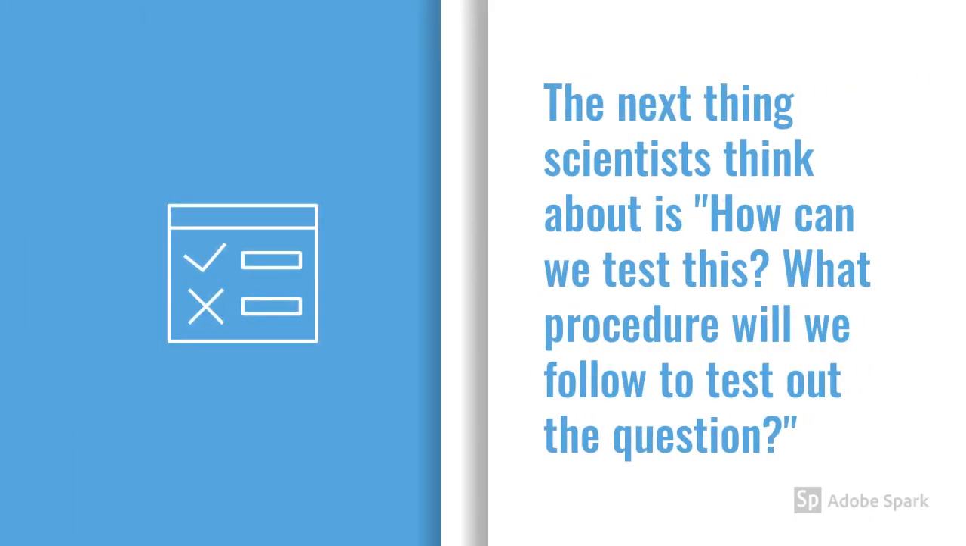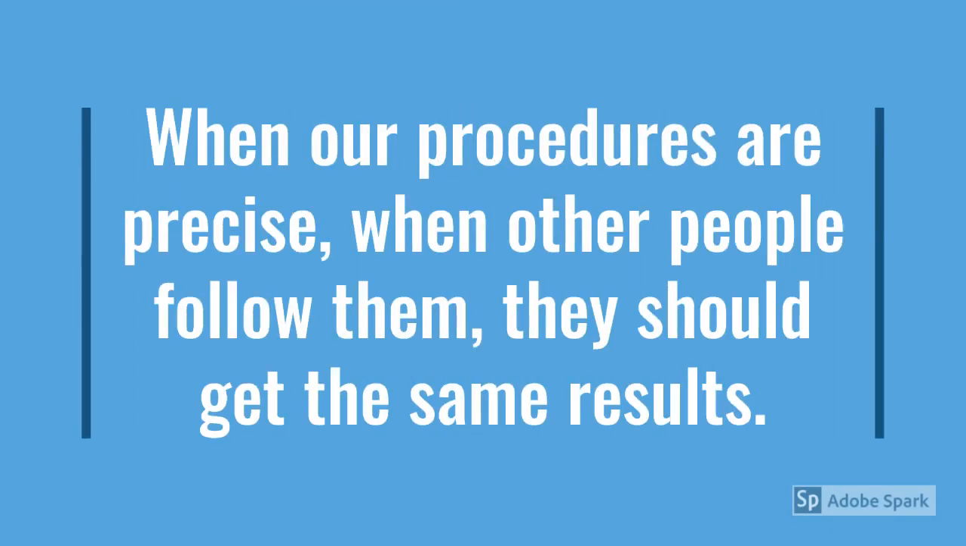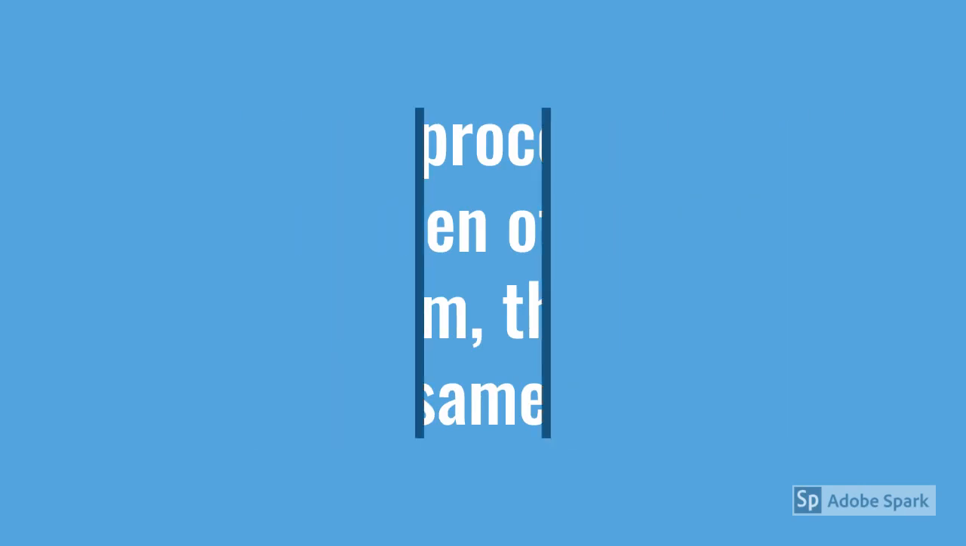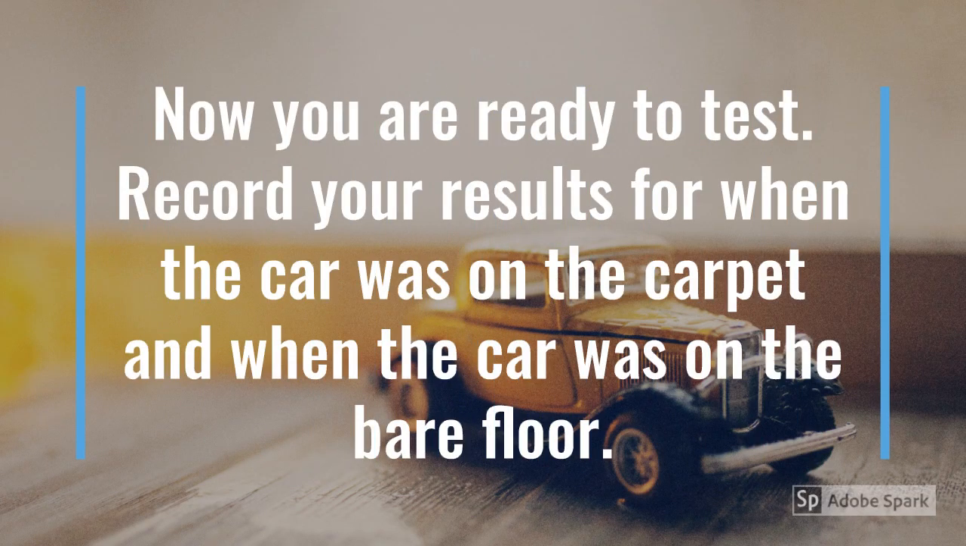The next thing scientists think about after identifying a problem and making a hypothesis is, how can we test this? Scientists think about the procedure they will follow to test the question. Soon, you will need to set up your ramp on an incline and find something to measure the distance the car traveled once it has left the ramp. Now you are ready to test. Record your results for when the car was on the carpet and when the car was on the bare floor.